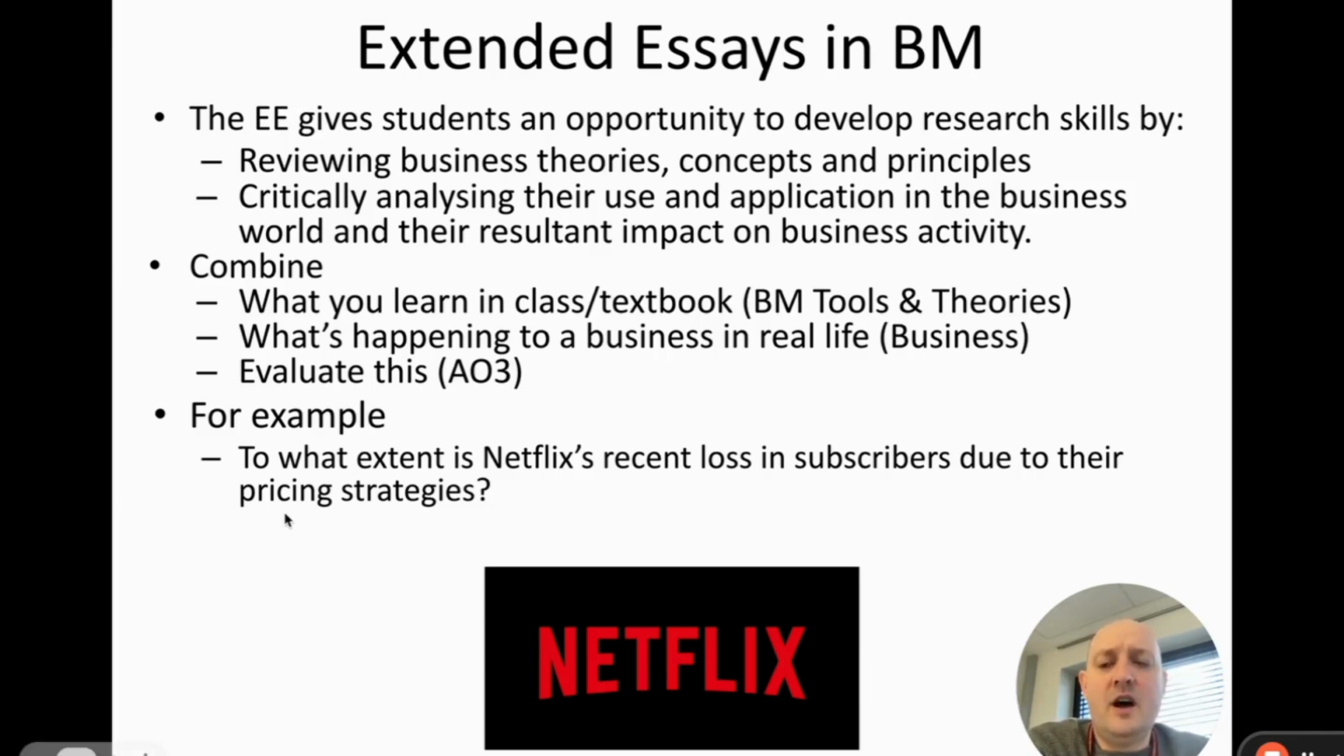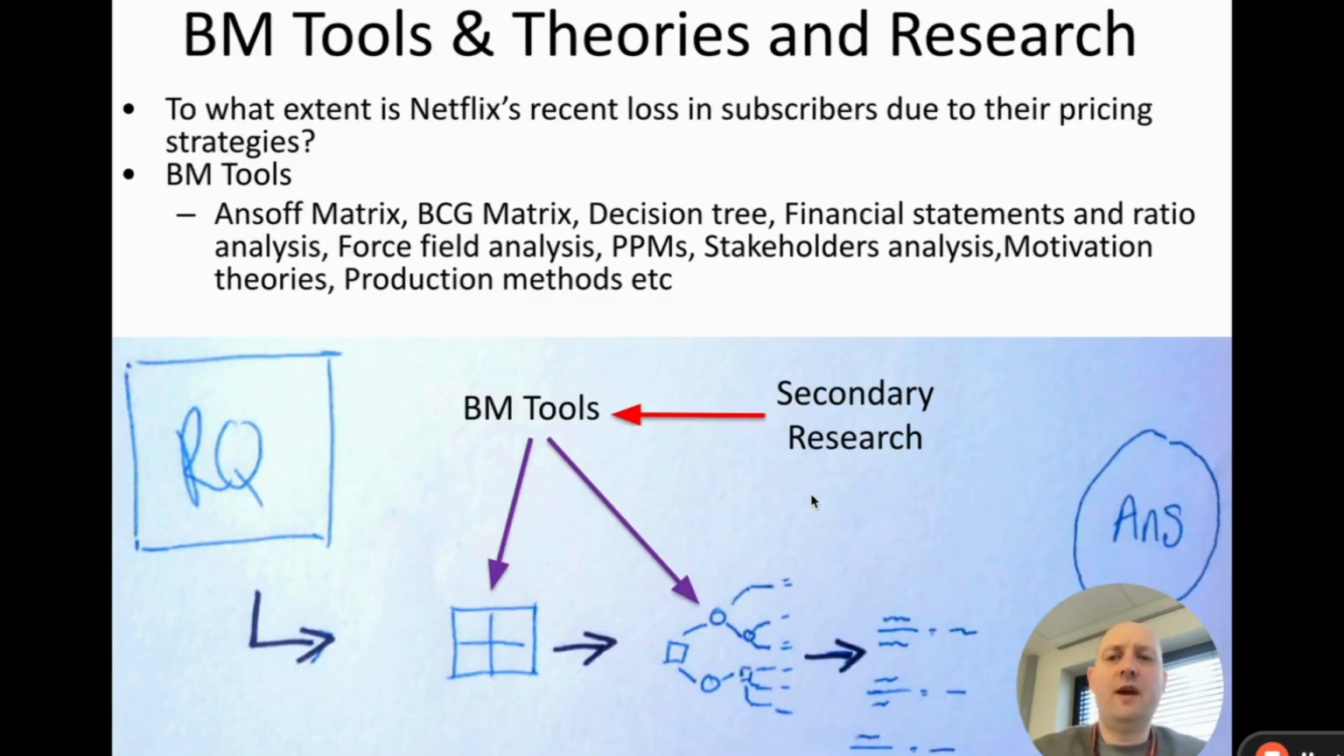And then we would answer this question: is it their pricing strategies, or is it something else? So to give you a visual representation of what that might look like, you've got this diagram here. You start with a research question. So our research question is this question up here.